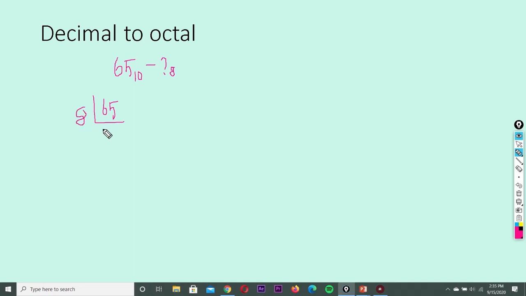So 8 will be going how many times? 8 times. So the quotient is 8. 8 8s are 64. The remainder will be 1. Then next divide this 8 again by 8. The quotient will be 1, it is going 1 time. 1 8s are 8. So the remainder will be 0. There is no remainder because it is exactly divisible. That's all, the process is over.